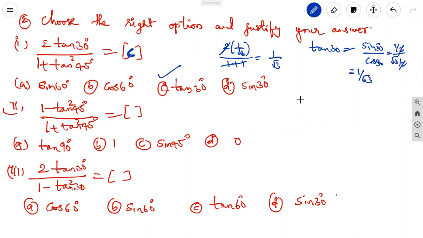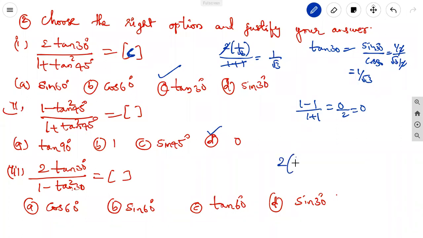Next, 1 minus 1 by 1 plus 1 equal to 0 by 2 is 0. So, this is equal to 0. The value is 0 and tan 90 is infinity. But it's not. Tan 1 is not, tan 45 is also not.